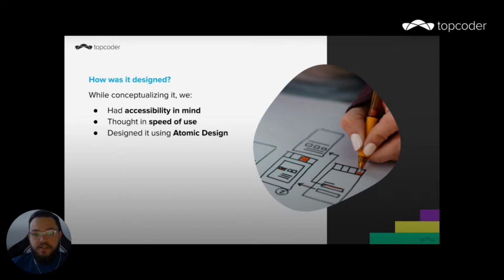We thought about speed of use. This means that when a designer is using these components, they have to use these design elements really fast, so they don't have to do research about how to use an element. Why is that? Because we are providing documentation, and also we are making every variation of the component really simple to use. And finally, we designed it using atomic design.